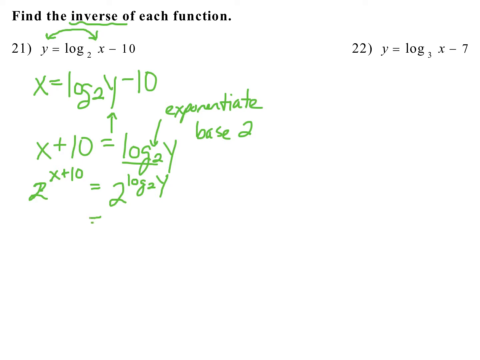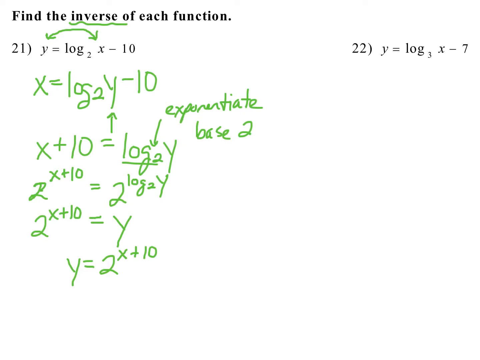And what that does is the 2 raised to the log base 2 brings down the y from that logarithm. So the 2 and the log base 2, you can kind of think of it as canceling, but what it's really doing is it's targeting that y. So we get y equals 2 raised to the x plus 10. And that's all we can do. The only other thing that we might want to do is write that in our more traditional function form and put the y on the left-hand side. So y equals 2 raised to the x plus 10.